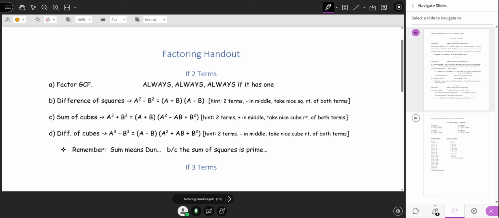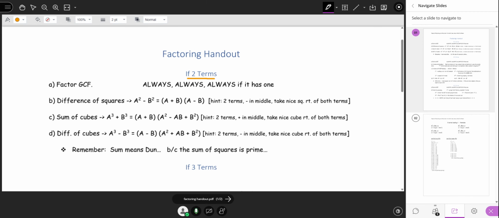I just want to go through this handout real quick. This shows you in a really concise way all of the ways that you can factor these problems. If you have two terms, always, if it has one, first look for factoring greatest common factor.